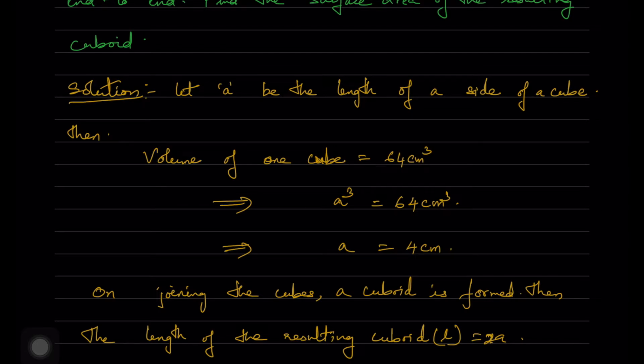That is, the volume of a cube is a cube. So a cube is equal to 64. So a is equal to 4. That is, a cube is 4 into 4 into 4. So you are getting a is equal to 4 centimeters.